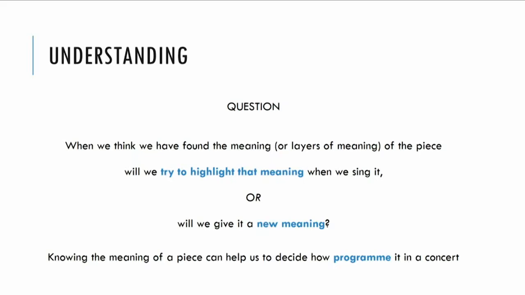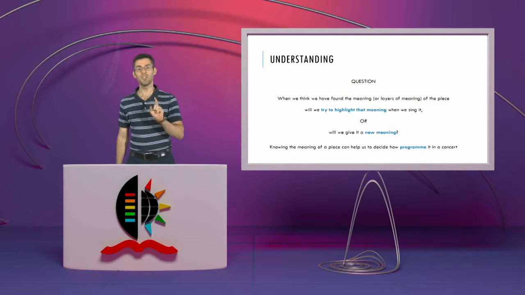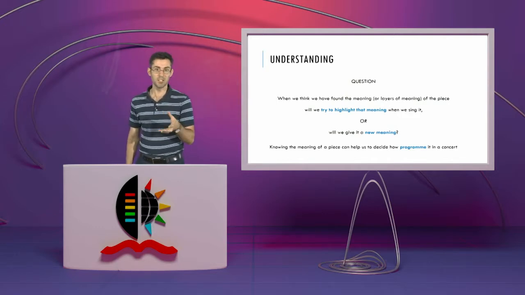When we think we have found the meaning or the layers of meaning of a piece, we are going to try and highlight that when we sing it, okay? Or we can give it a new meaning, but usually the reason we're going back into the history of the piece is to find out what the original meaning is so that we can try and interpret it in that original way. But there are times when you want to give new meaning to a piece, and I'll try and give you an example of that.